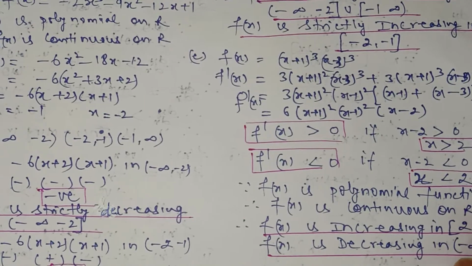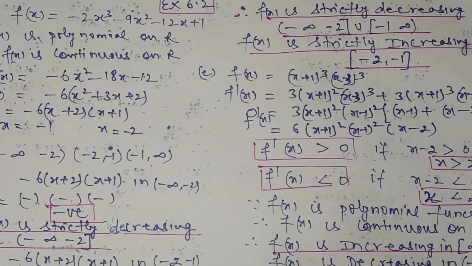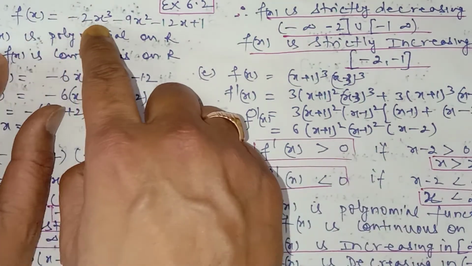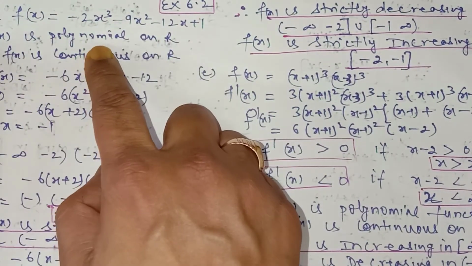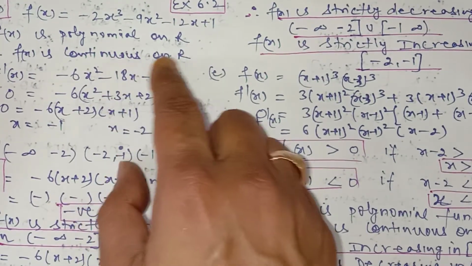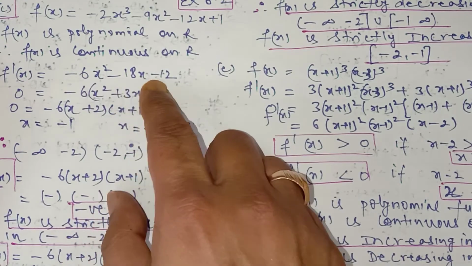Let us take another part of this question number 6. Let us take the third part. We have f(x) = -2x³ - 9x² - 12x + 1. Again, because it is a polynomial function, it will be continuous on R. Now its first derivative will be -6x² - 18x - 12.